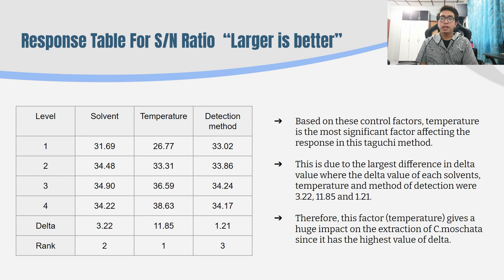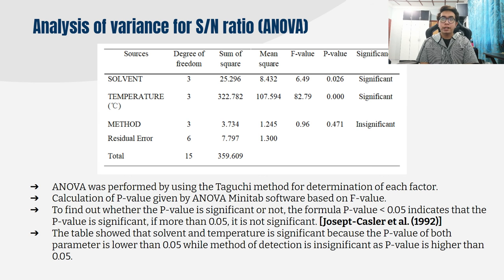This is due to the largest difference in delta value, where the delta values of solvent, temperature, and method of detection were 3.22, 11.85, and 1.21. Therefore, the factor temperature gives a huge impact on the extraction of Cucurbita moschata, since it has the highest delta value. The analysis of variance for signal-to-noise ratio, ANOVA.